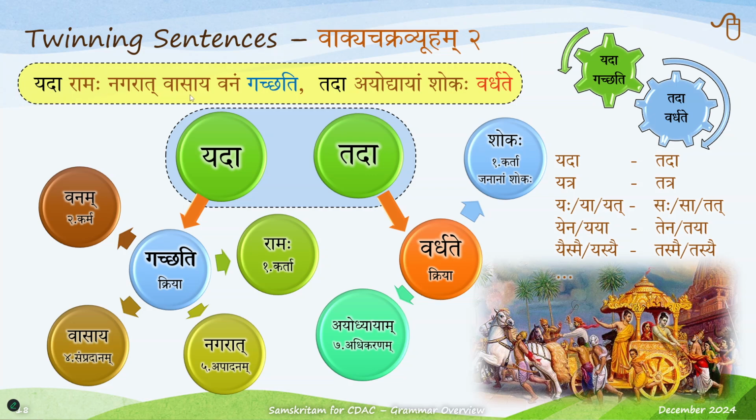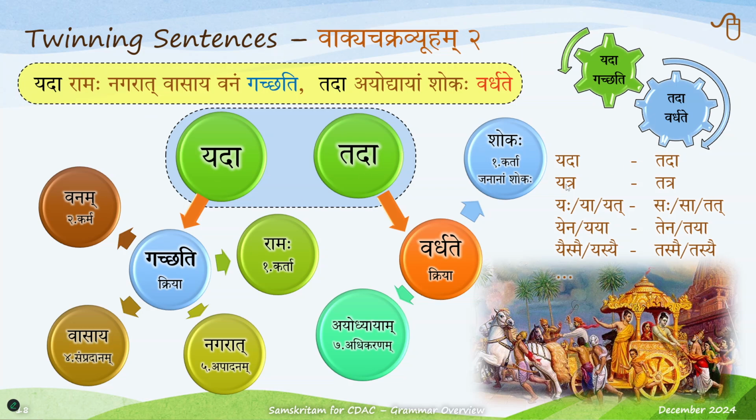Yada Ramaha nagarat vasaya vanam gacchati tada ayodhyayam shokah vardate. So when Rama goes to the forest to live, that is when in Ayodhya the people, implicitly, the sorrow increases. Okay, so yada tada. There are two tingantas, two kriya padas, gacchati, vardhate. So there are two distinct circles linked through the yada tada combinant.